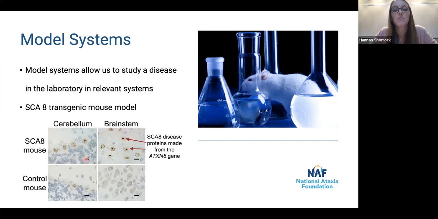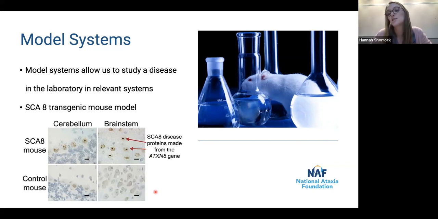So this is within the cerebellum, and you can also see it in these neurons in the brainstem here, these bright red dots. When we look in the brains of control mice, you can see nice healthy neurons here. So that's one neuron, and here's another. And none of these neurons, or any of the neurons in the brainstem, sorry, had these really dark red dots.